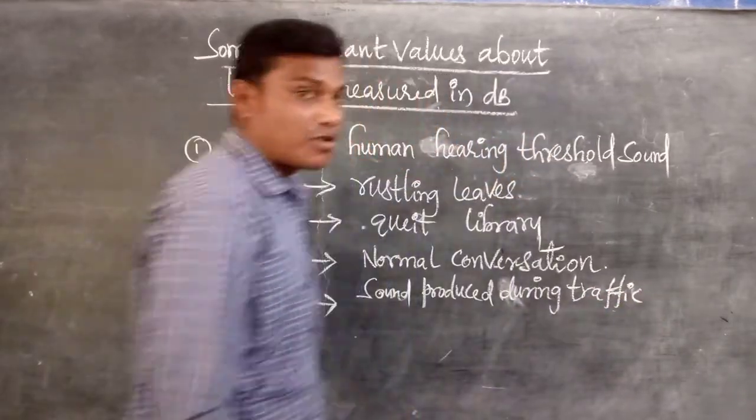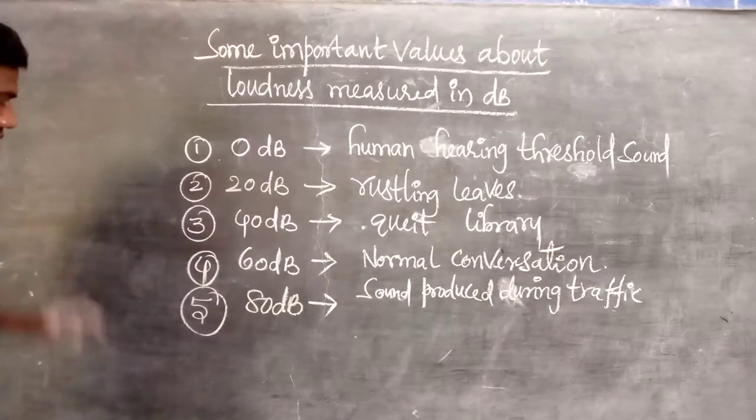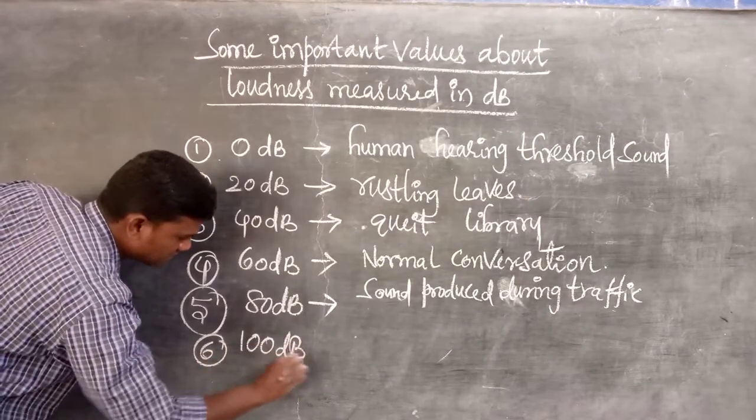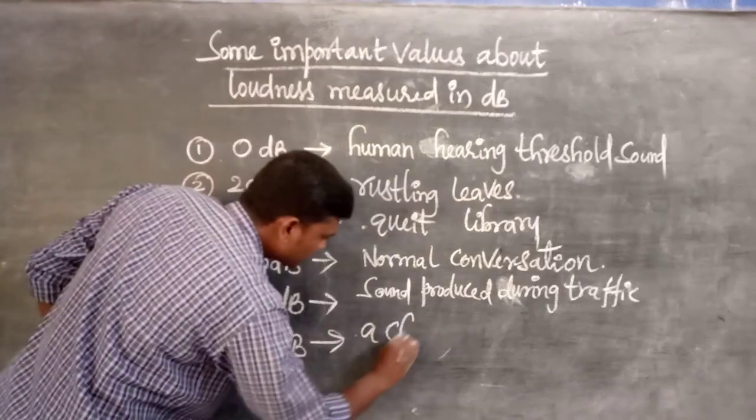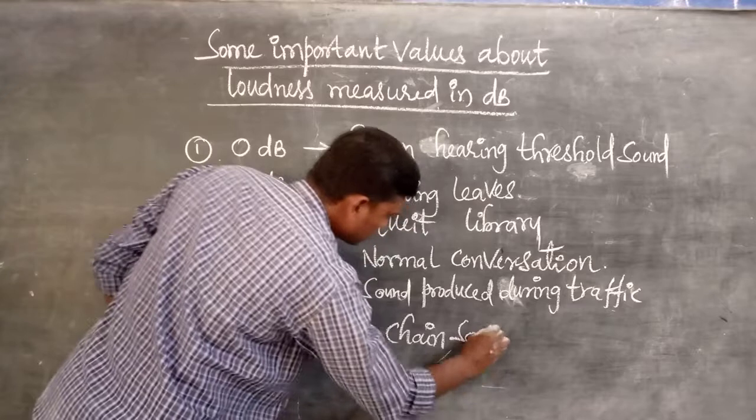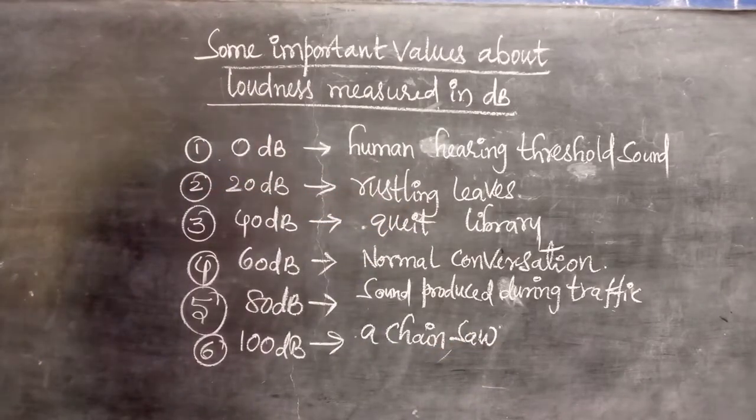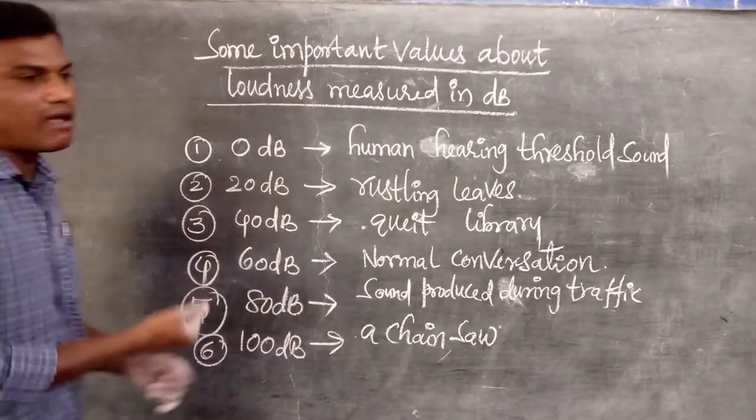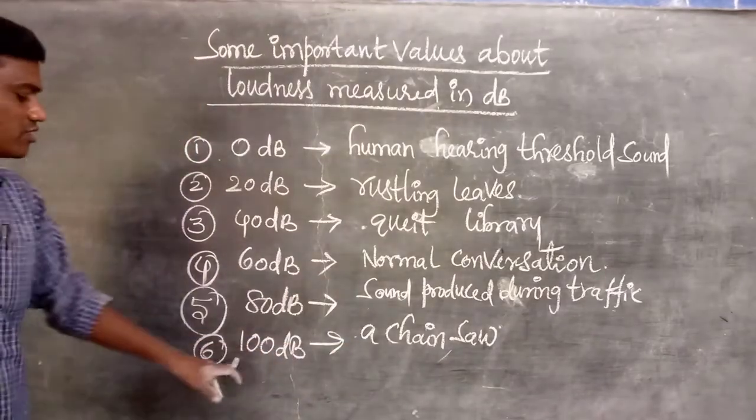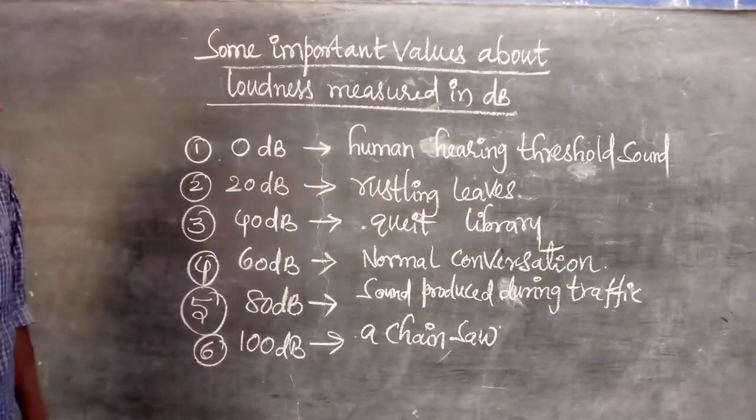Traffic or sound produced from industrial. Next, sixth one, 100 decibels, a chainsaw. So we know that a chainsaw is there. During cutting the trees, when you are using the chainsaw, how many decibels is the chainsaw producing? 100 decibels.